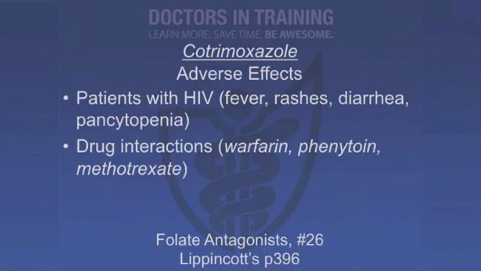Hemolytic anemia can also occur in patients with glucose-6 phosphate dehydrogenase deficiency, especially because of the sulfamethoxazole. Patients infected with human immunodeficiency virus, HIV, frequently can have fever, rashes, diarrhea, and pancytopenia. Drug interactions: you can have prolonged prothrombin times with your warfarin, especially because of trimethoprim.